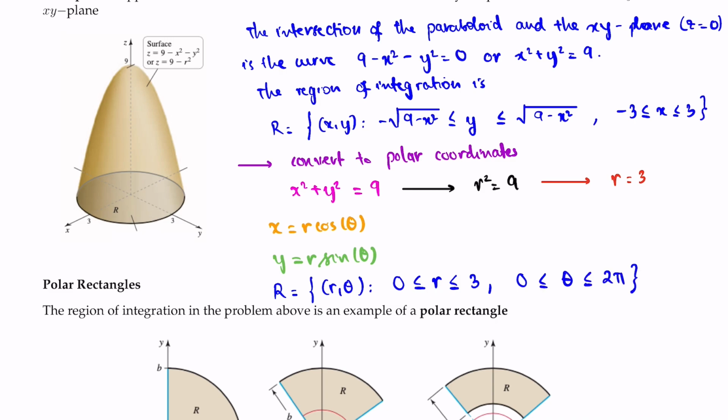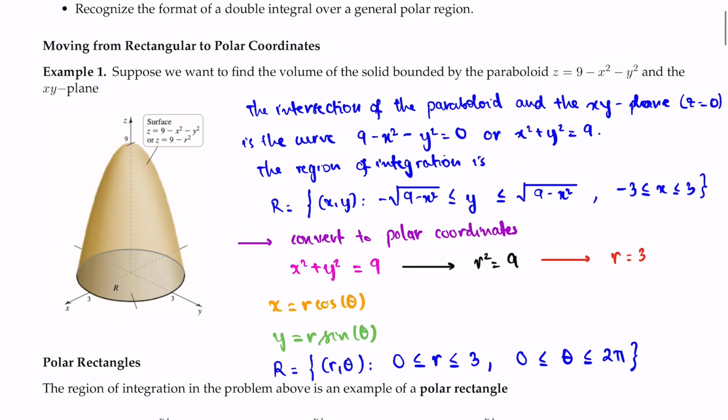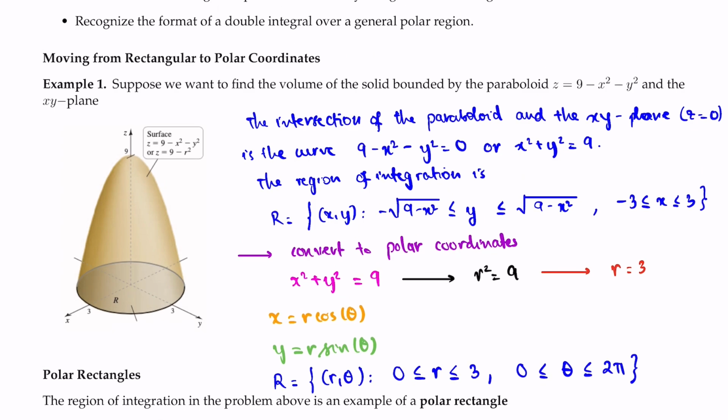Why is it between 0 and 2 pi? Because the region of integration is the whole disk. Therefore, theta runs from 0 to 2 pi. In addition to the region of integration, we can also rewrite the surface in terms of the polar coordinate system.